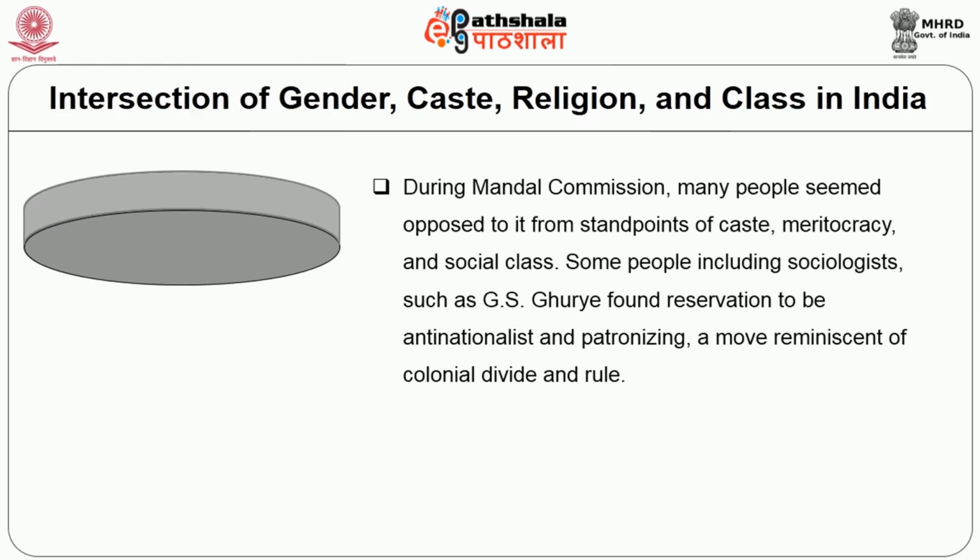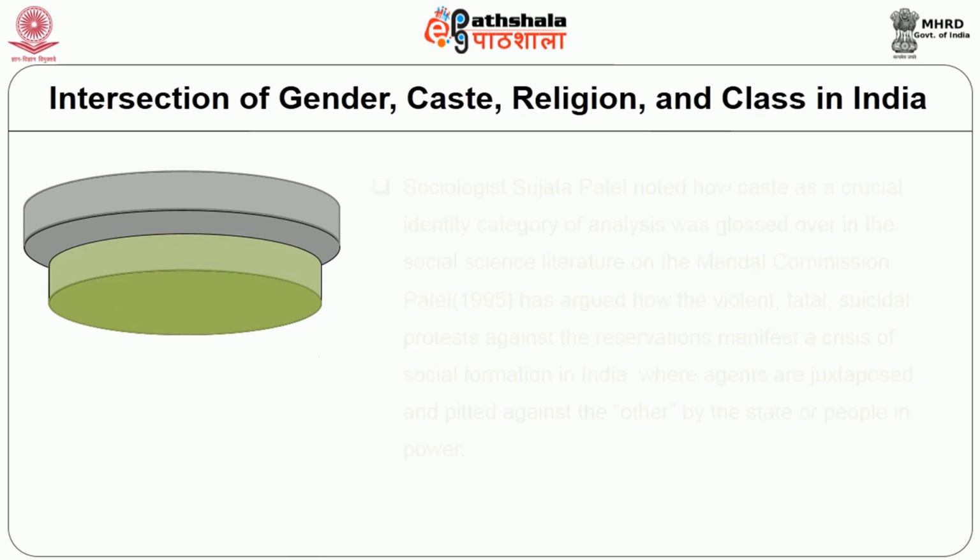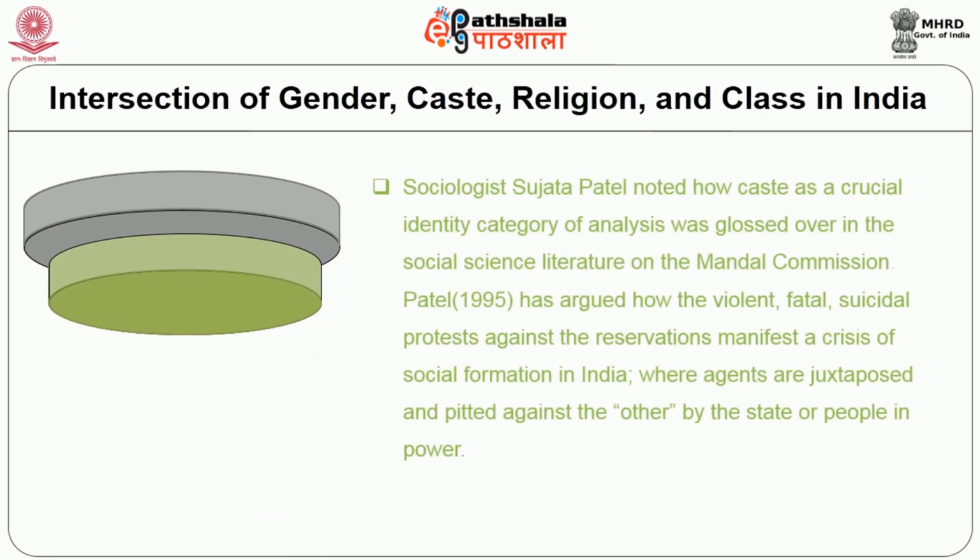During the Mandal Commission, many people seemed opposed to it from the standpoints of caste, meritocracy and social class. Some people, including sociologists such as G.S. Ghurye, found reservation to be anti-nationalist and patronizing, and reminiscent of colonial divide and rule. Sociologist Sujata Patel noted how caste as a crucial identity category of analysis was glossed over in the social science literature on the Mandal Commission. Patel has argued how the violent, fatal, suicidal protests against reservation manifest a crisis of social formation in India, where agents are juxtaposed and pitted against each other by the state or people in power.